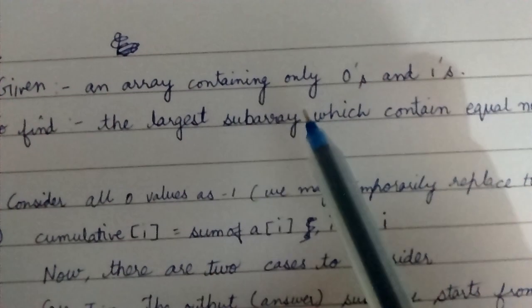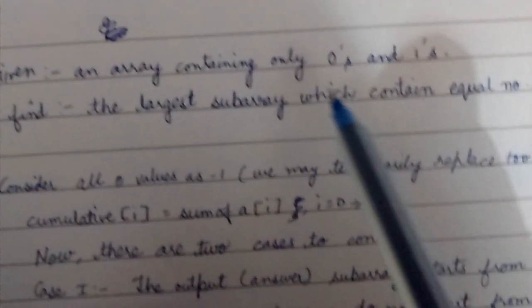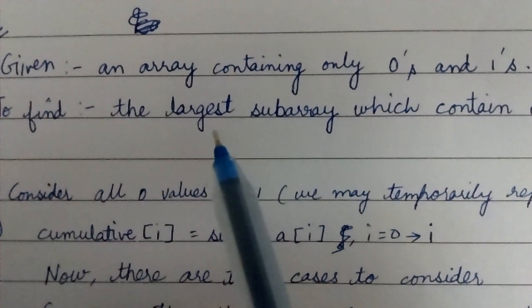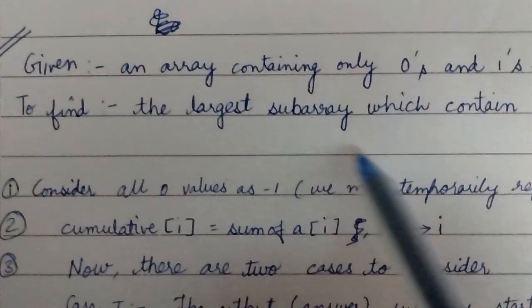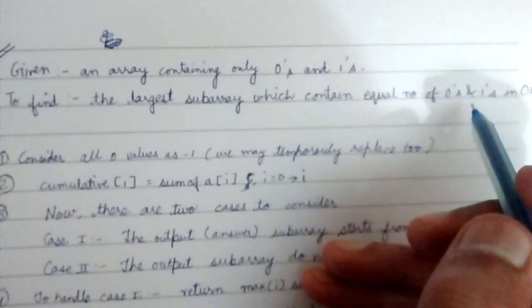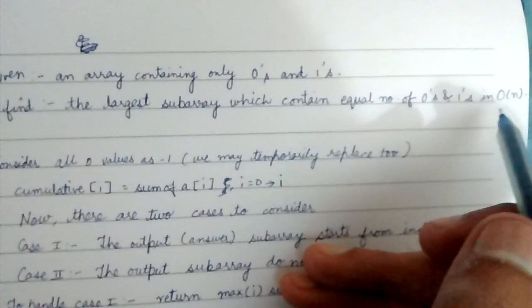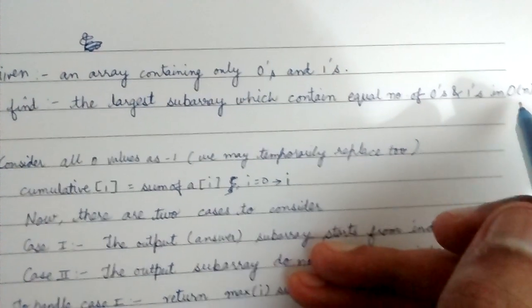Today we are going to discuss this problem in which we are given an array containing only zeros and ones, and what we want to do is find the largest subarray, that is a set of consecutive elements, which contains an equal number of zeros and ones. We want to accomplish this task in O(n) time, that is, linear time.